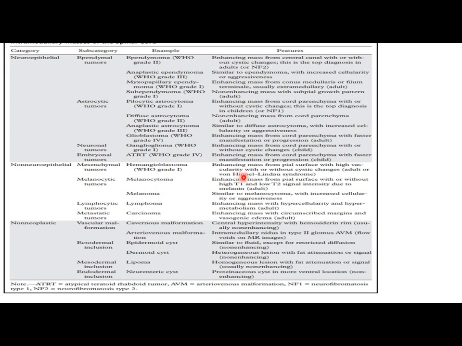Intramedullary masses are divided according to their origin. Either neuroepithelial, which is subcategorized into ependymal or astrocytic tumors; and we have neuronal tumors like ganglioglioma, and embryonal tumors like atypical teratoid rhabdoid tumor. Others of non-neuroepithelial origin include mesenchymal tumors and melanocytic tumors, and also lymphocytic and metastatic forms. We will discuss some of them. And we have non-neoplastic origin, which is either congenital or acquired, like vascular malformation, and also those with epidermal inclusion, ectodermal inclusion or mesodermal inclusion.